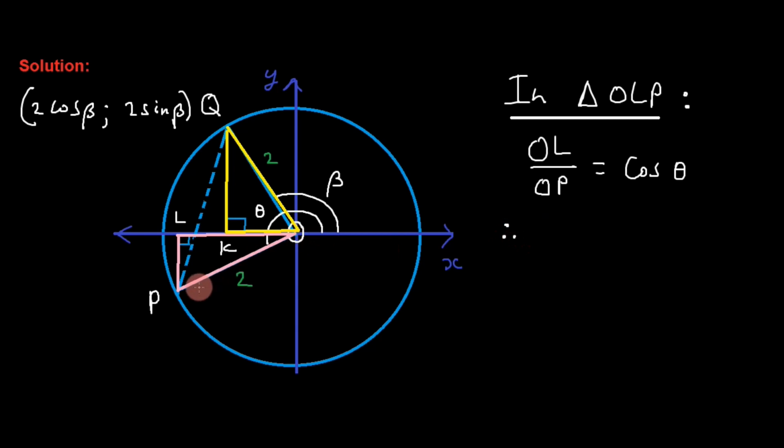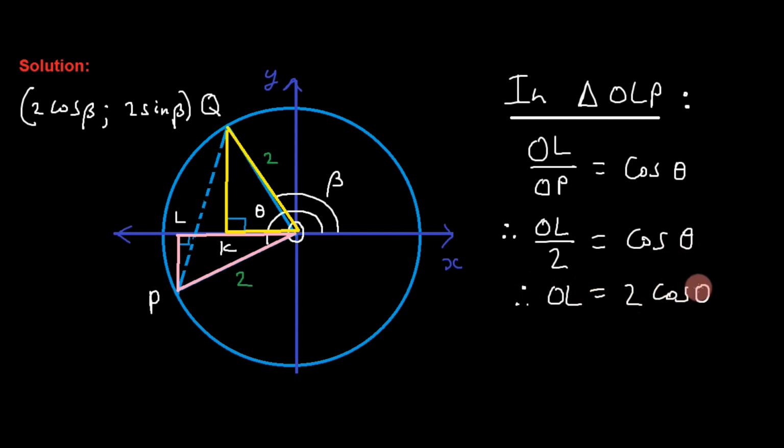Once again, OP is a radius, so it's 2 units. So we know that OL over 2 equals the cos of theta, and hence OL is twice the cos of theta. But we said that OL is the x-coordinate at P. So then the x-coordinate here will be 2 cos theta. Let's find the y-coordinate.